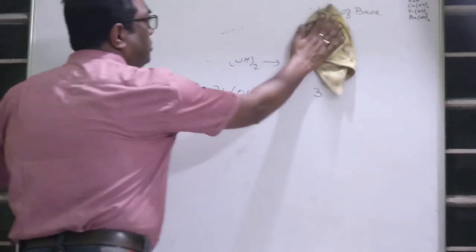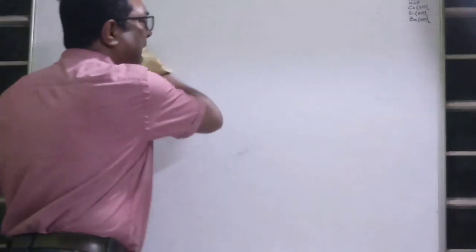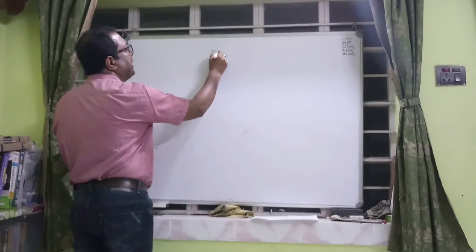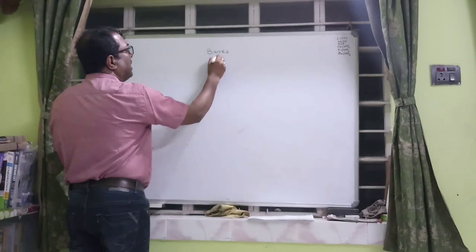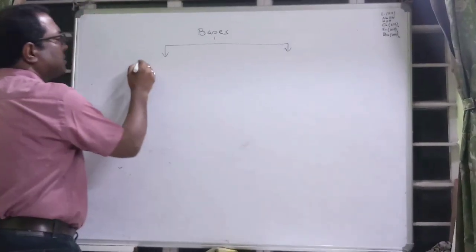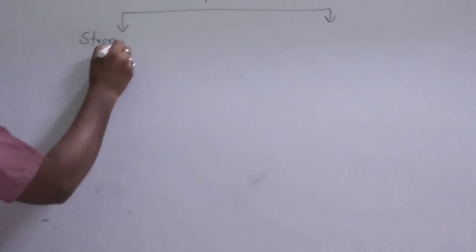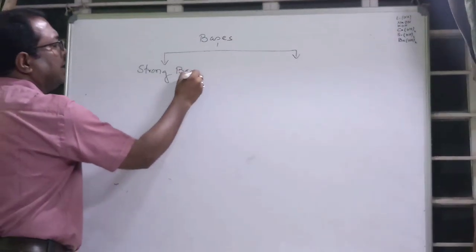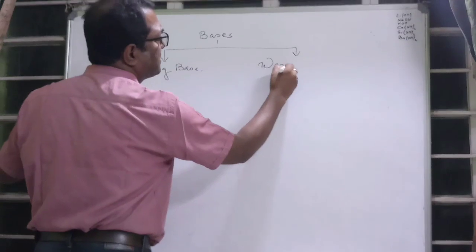Our next part is to know about the bases which are strong and weak. Bases are again classified in two ways. One is called a strong base, and the other is a weak base.